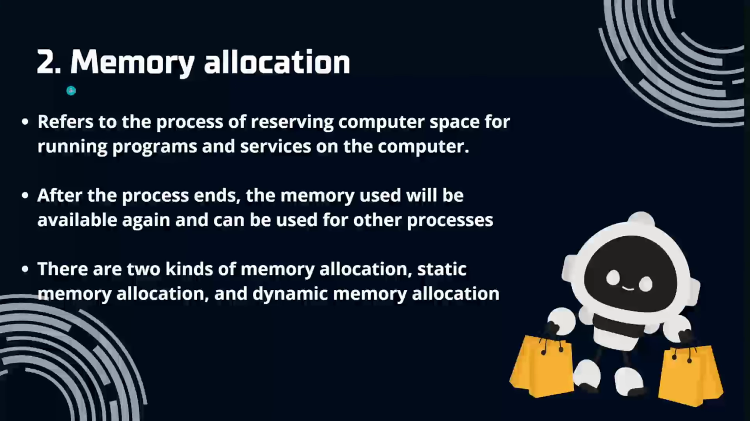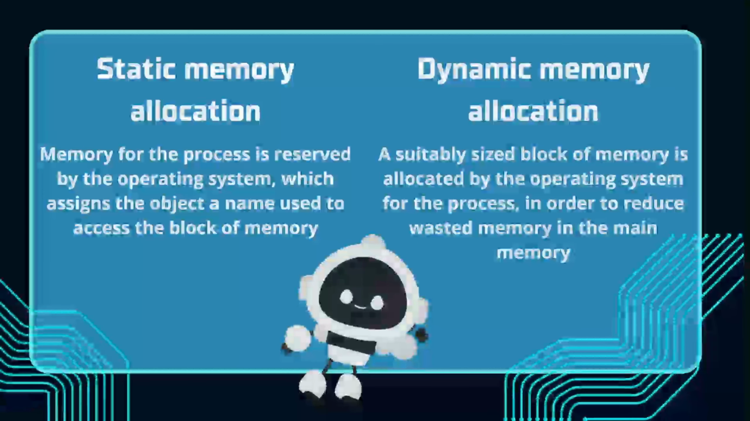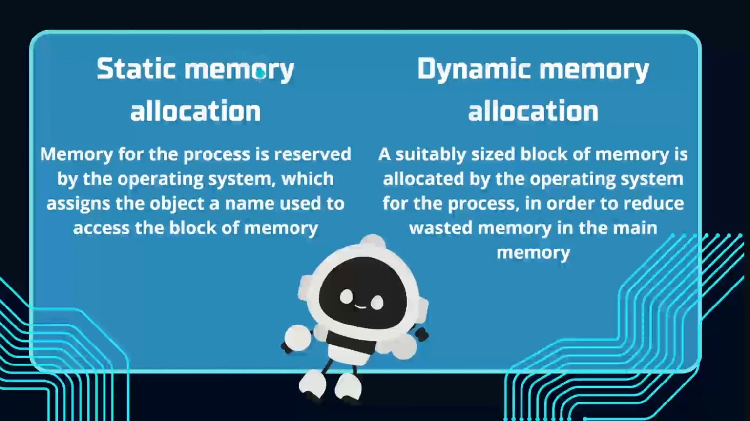Memory allocation refers to the process of reserving computer space for running programs and services on the computer. After the process ends, the memory used will be available again and can be used for other processes. There are two kinds of memory allocation: static memory allocation and dynamic memory allocation. Let's look into those two. On the left here we have static memory allocation, and on the right we have dynamic memory allocation.